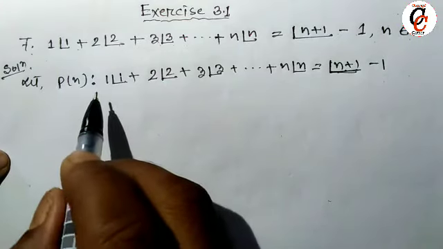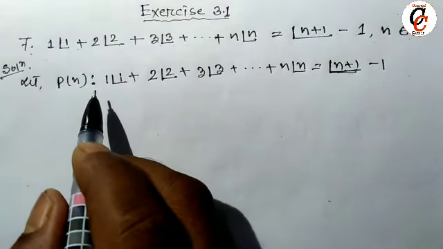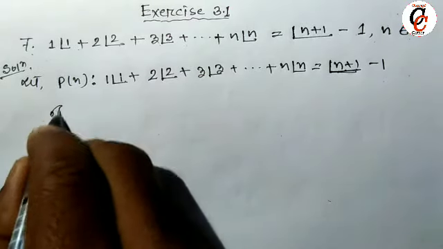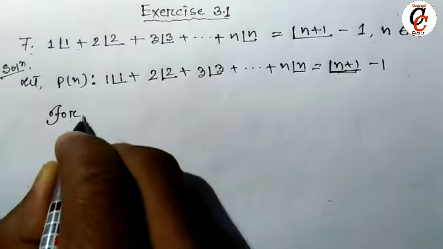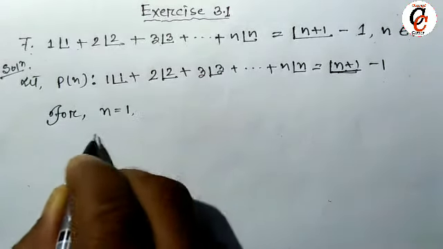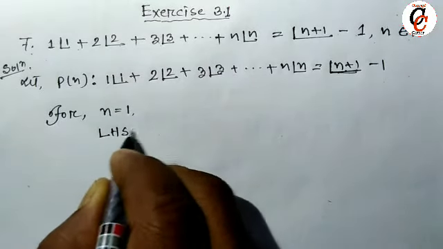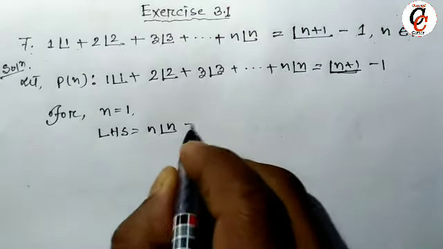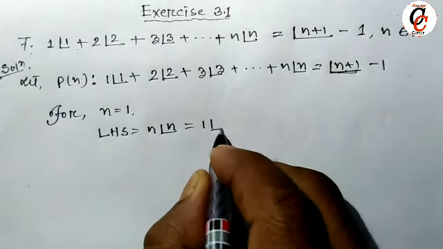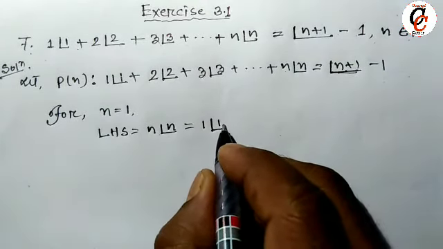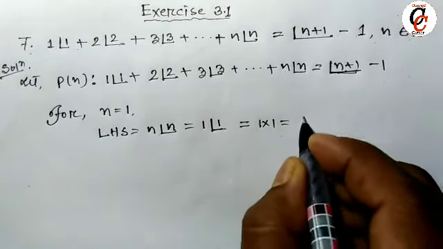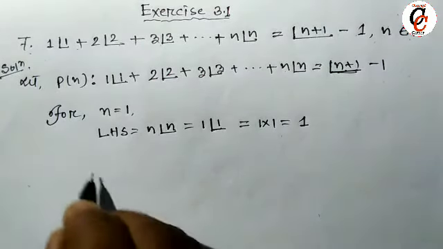So what is the first step in the mathematical induction process? We have to check for n equal 1 first. So for n equal 1, the left hand side will be n into factorial n, that means 1 into factorial 1. Factorial 1 always means 1. That means 1 into 1, that is 1.